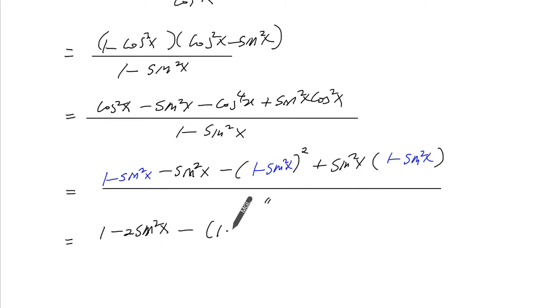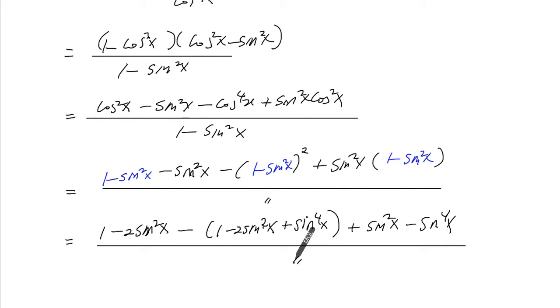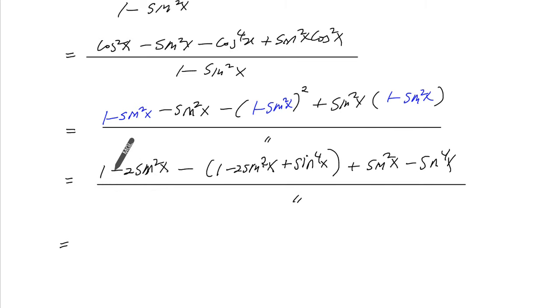If you expand this, you get 1 minus 2 sine squared x plus, 2x still for that one. This will become sine to the power of 4x. Expand, you get sine squared x minus sine to the power of 4x. Okay, so this one and this one will cancel out, right? That and that will cancel out. That'll become 2 sine squared x. So these two also cancel out, and you get a minus sine to the power of 4x.